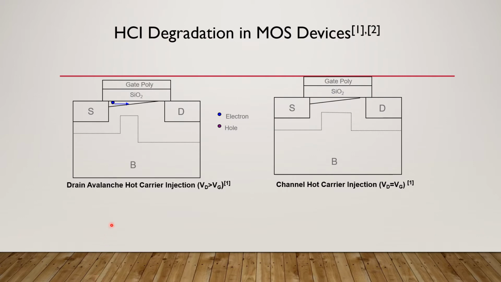In this slide, we will talk about two different kinds of mechanisms for HCI degradation for NMOS devices. To the left is the drain avalanche hot carrier injection, for which the bias condition is Vd greater than Vg, whereas to the right is the channel hot carrier injection, for which the bias condition is Vd equals Vg. Note that in both the cases, the source and the bulk are grounded.